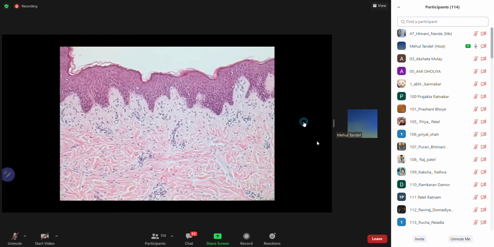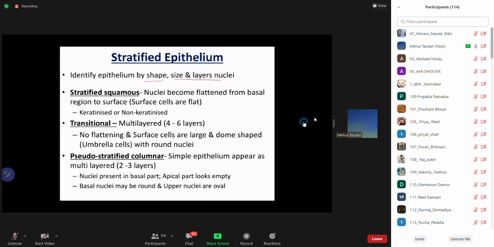Okay, now let's see the stratified epithelium. We know how to identify it. Stratified squamous epithelium: nuclei become flattened from basal to the surface. Surface cells are flat, keratinized or non-keratinized. Transitional epithelium: no flattening of the nucleus, surface cells are large, dome shaped, umbrella shaped with round nuclei. Pseudostratified columnar epithelium: looks like a multi-layer. Nuclei are present in the basal part, the apical part looks empty. Basal nuclei may be round and upper nuclei may be oval.